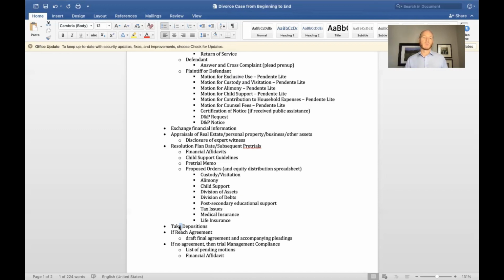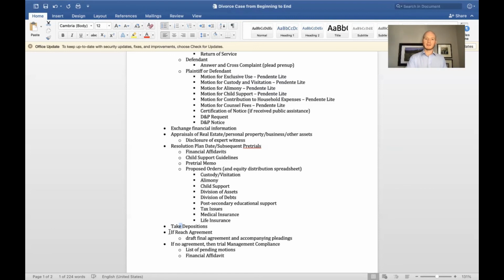If we represent one spouse and the other spouse has an expert witness who's going to be testifying as to the value of the business, we're going to want to take that person's deposition to get an understanding of where they're coming from and how they drew their conclusions. We basically want to know what they're going to say at trial. So those are a lot of the steps as you get closer to trial.